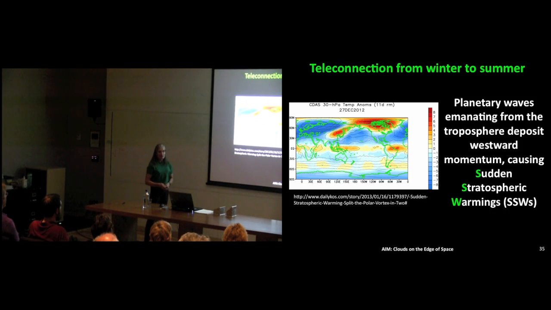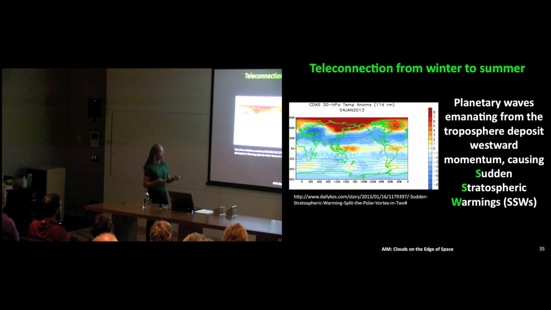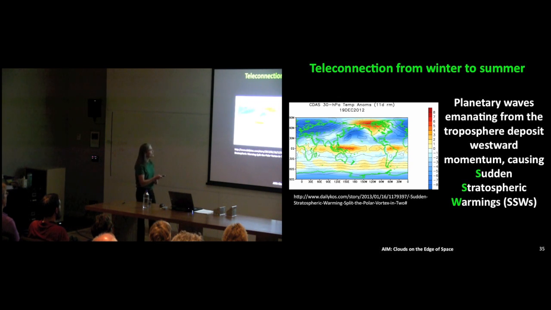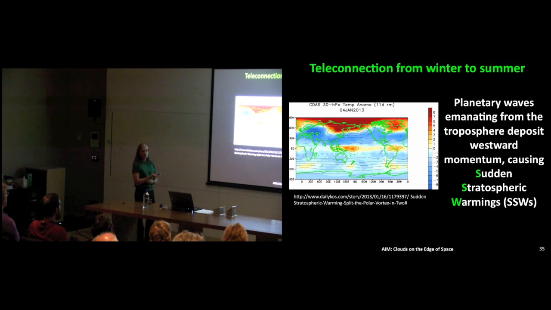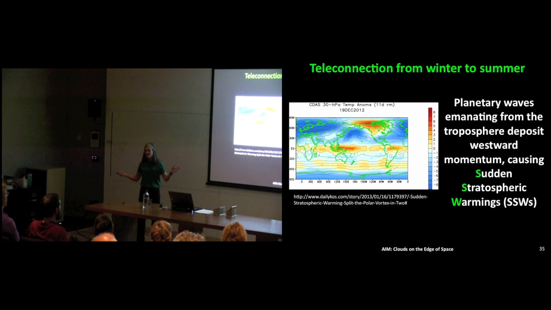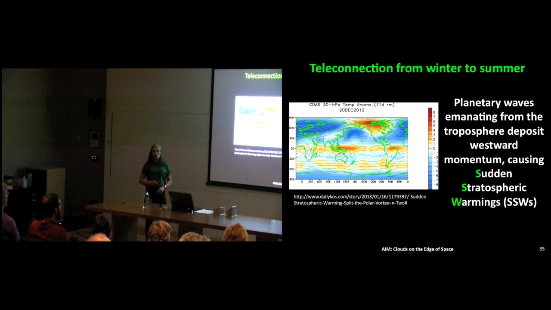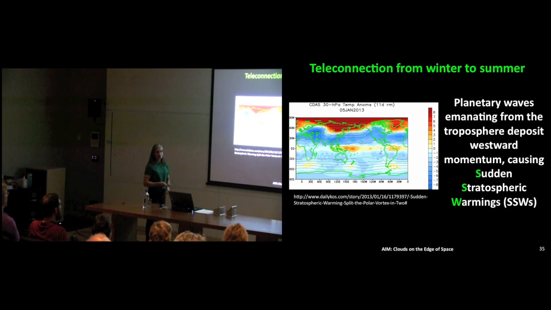Okay. A very common phenomenon that happens a couple times a year in the north is that planetary waves can come up from the troposphere. So this really does start in the troposphere. I'm not going to talk about planetary waves, that's too much. But planetary waves come up from the troposphere. They're waves, they're perturbations in the atmosphere. They happen to be westward traveling, so they deposit westward momentum, and they cause what's called a sudden stratospheric warming.